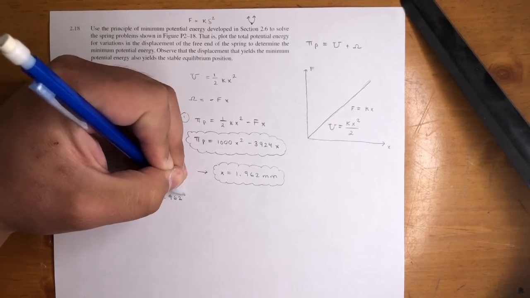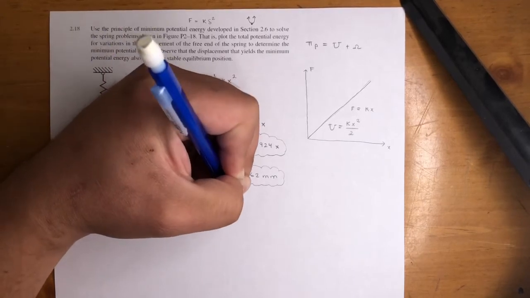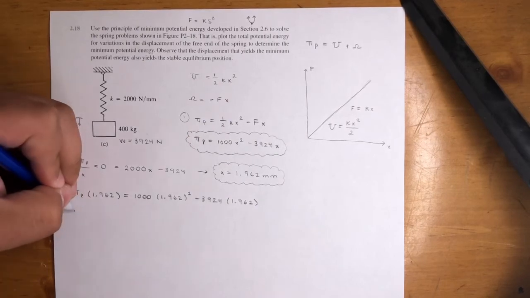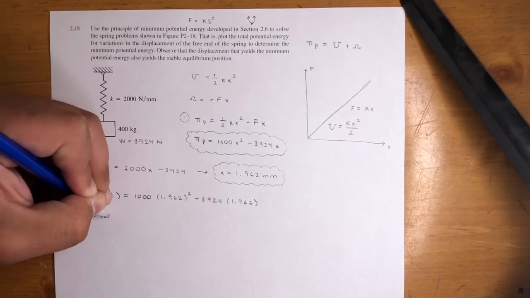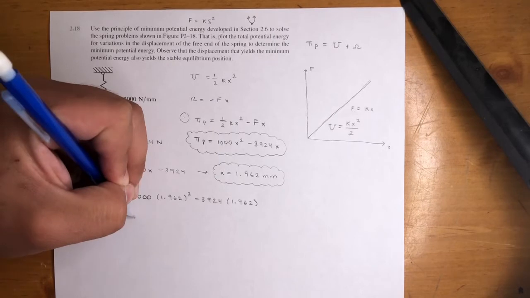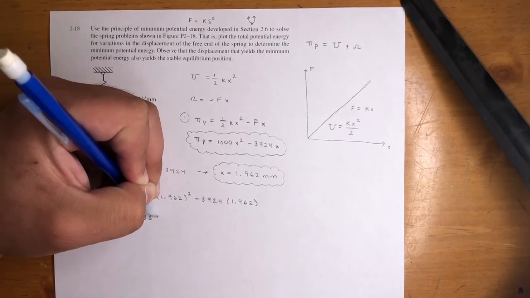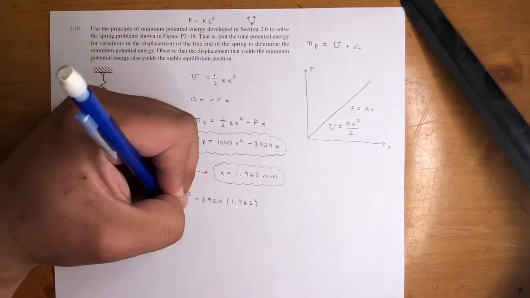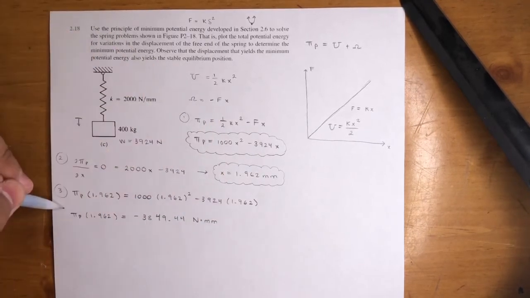Right, you just plug in 1,000 times 1.962 squared minus 3924 times 1.962. Okay, that value is going to be pi p of 1.962. Again, we use this equation. If you do the math, you will get negative 3849.44. And this is newtons times millimeters. So this is the answer.